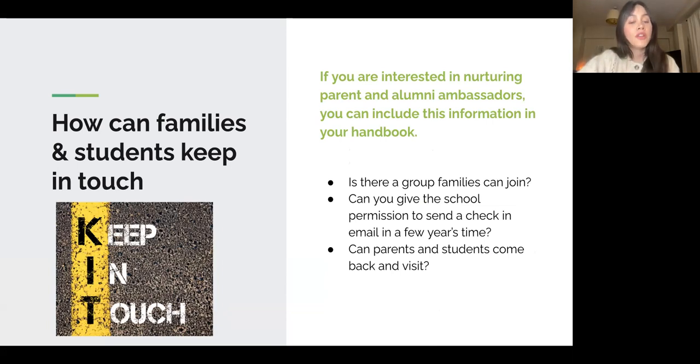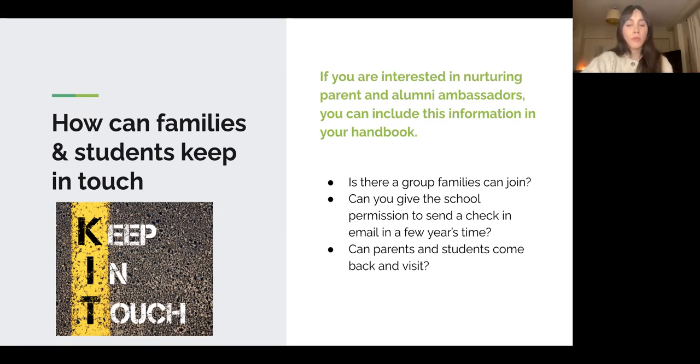Next, how can families and students keep in touch? You can have a section on this if you're interested in nurturing parent and alumni ambassadors in your school. So this is for those families who are interested in maybe coming back to the school, being an ambassador, giving testimonials, for those alumni who really just did so well in your school and would love to come back and maybe in the future record a video saying, wow, Montessori has helped me.